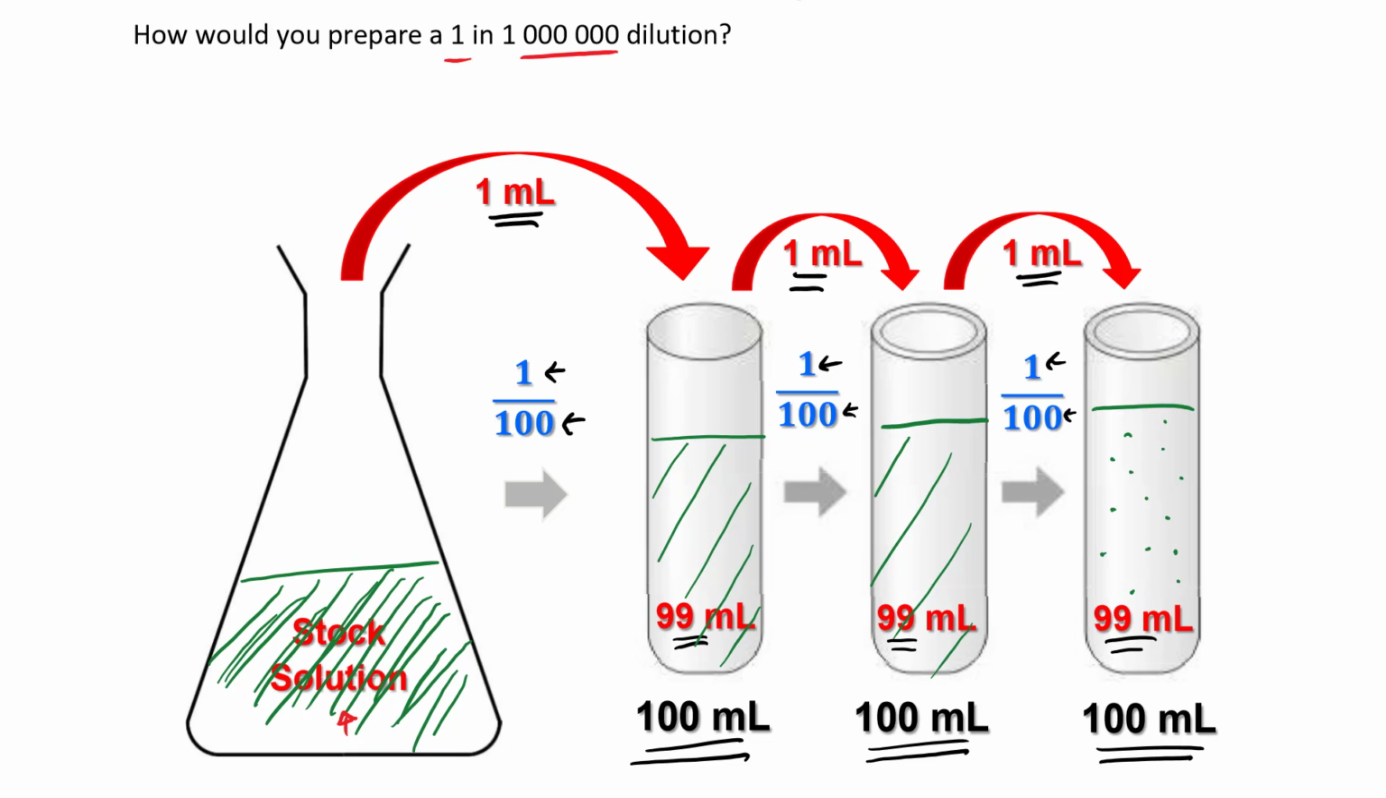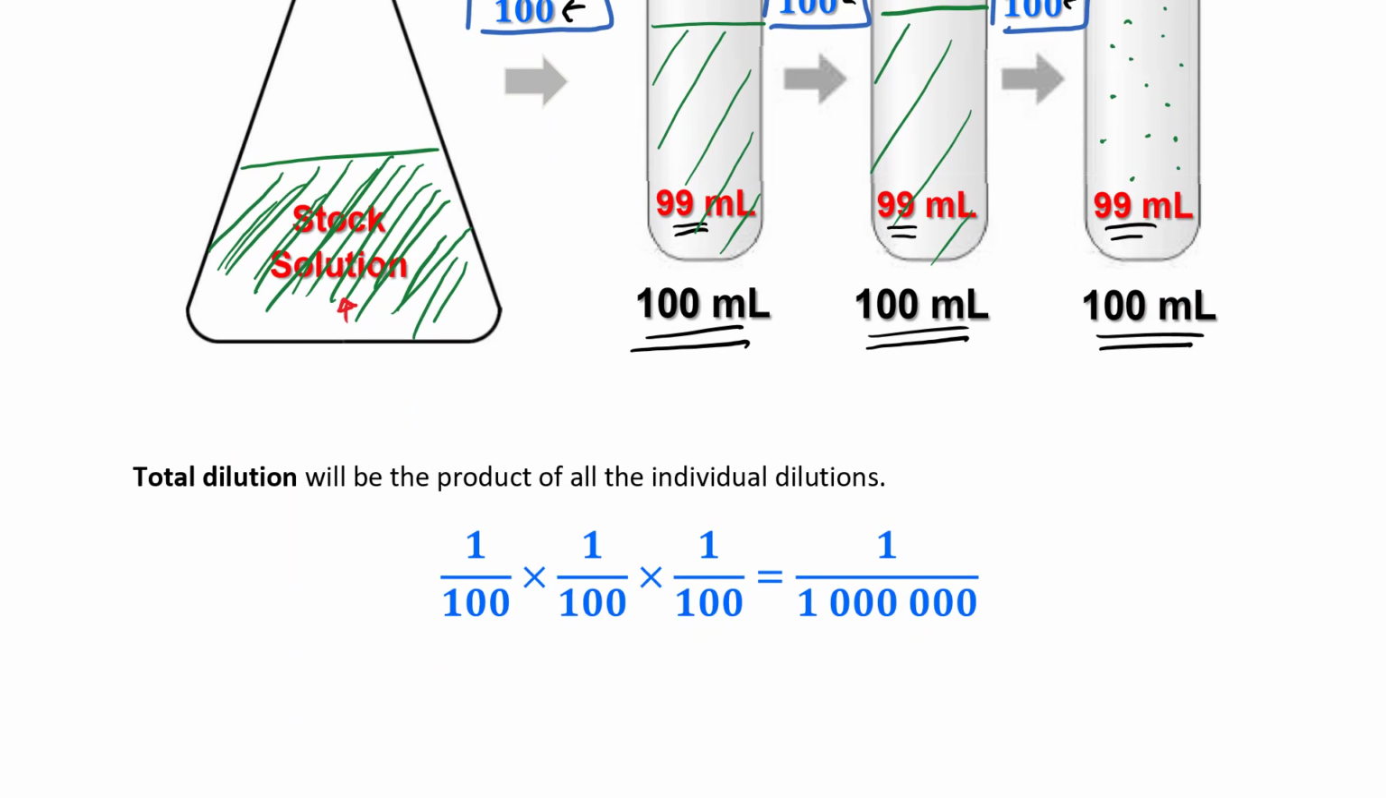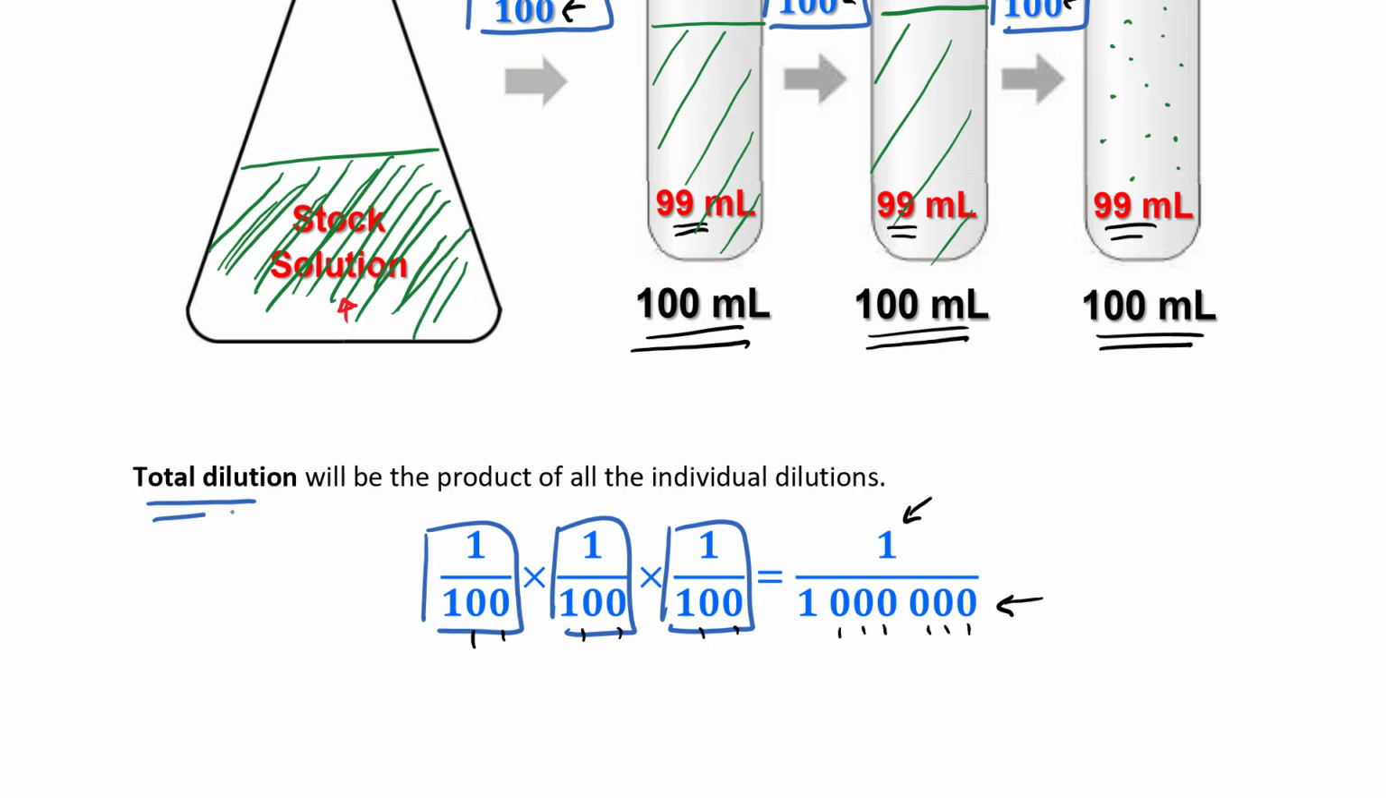How do we know this is a 1 in 1 million dilution? Well, what we do is we look at each of these values here. We take each one as a fraction and we multiply them together. So I had 1, 2, and 3 1 in 100 dilutions. 1 times 1 times 1 is 1. And we have 1, 2, 3, 4, 5, 6 zeros. 1 in 1 million dilution. So this would be referred to as your total dilution.